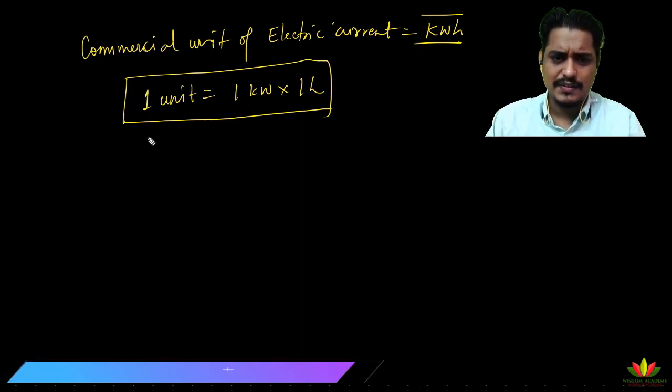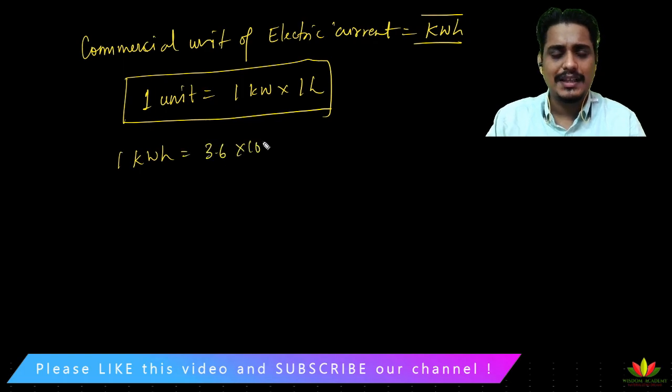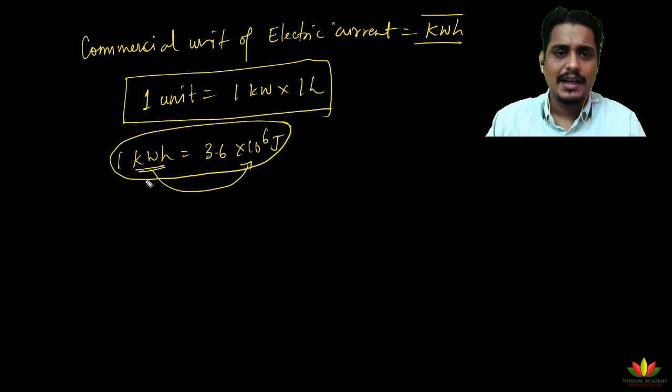These things you have seen in our basic classes. And I hope you remember that 1 kilowatt hour is equal to 3.6 into 10 to the power 6 joules. This is the basic conversion of kilowatt hours into joules. Now let us talk about the electrical appliances, how they are connected in home. They may be connected in series or in parallel.